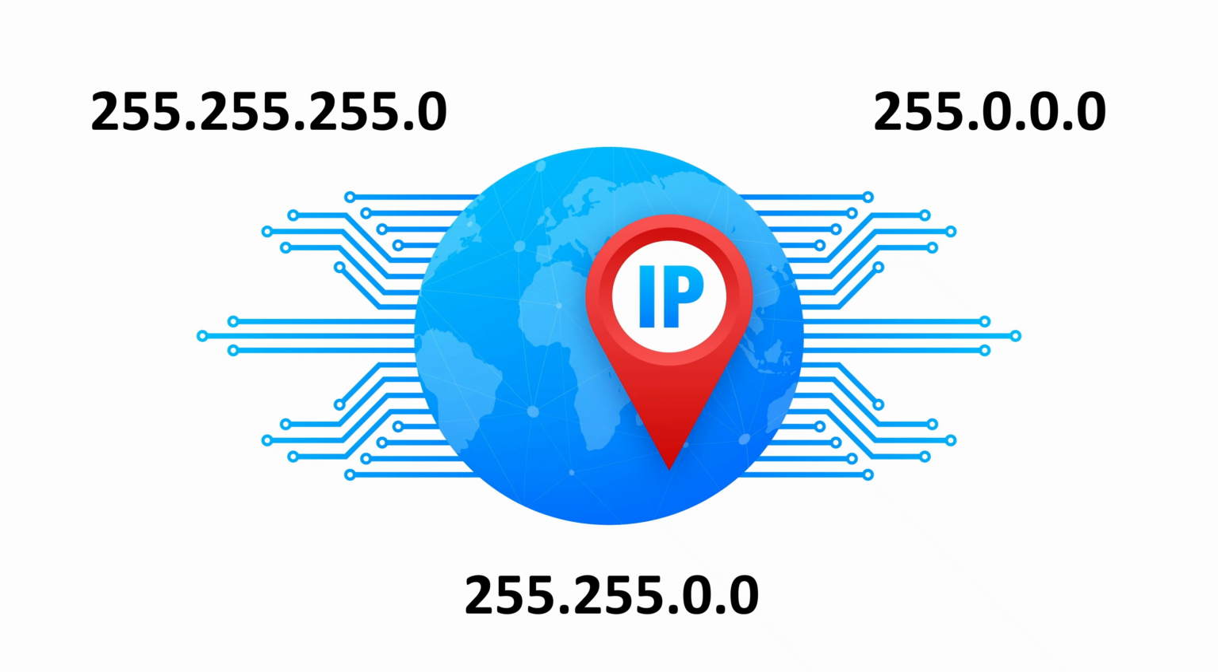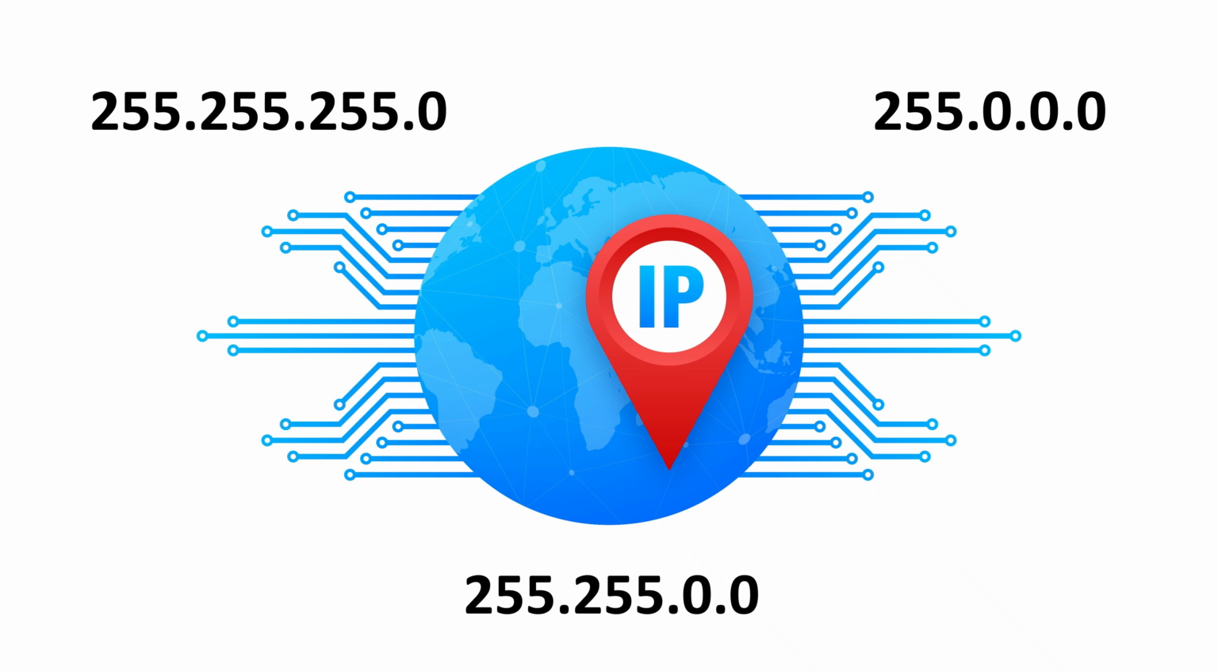A subnet mask is what determines how many IP addresses or networks you can have. Most of the time, it's represented as 255.0.0.0, 255.255.0.0, or 255.255.255.0, depending on the IP address and the network you are using.